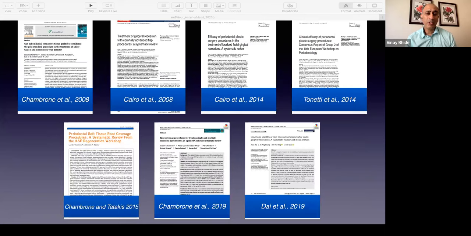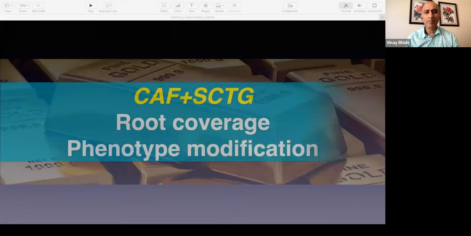But if we look at the literature, in the last 15 years or so, there have been numerous systematic reviews and meta-analyses looking at root coverage procedures in general, periodontal plastics procedures, et cetera. And you can see that a number of them have had the same authors. And the interesting thing is that really, whether you look at Chambron's paper in 2018 or Dai's paper in 2019 or Chambron's paper again in 2019, really not a whole lot has changed in what we typically see in the conclusions, which is that for root coverage and phenotype modification, a coronally advanced flap and a subepithelial connective tissue graft are the gold standard.